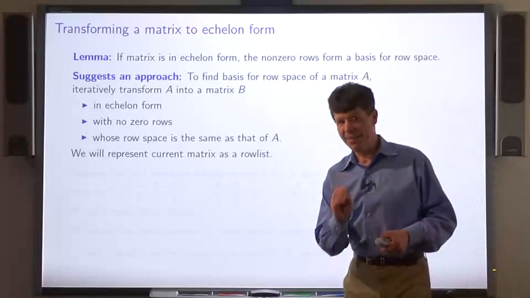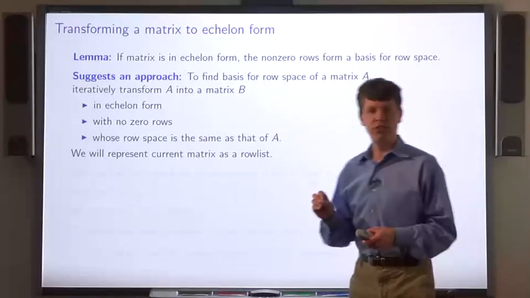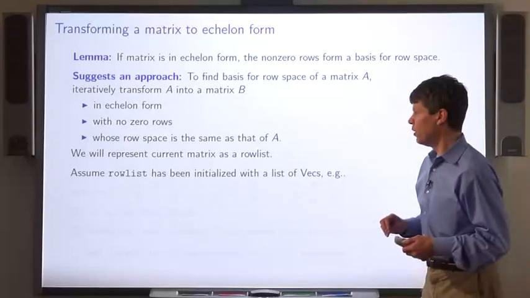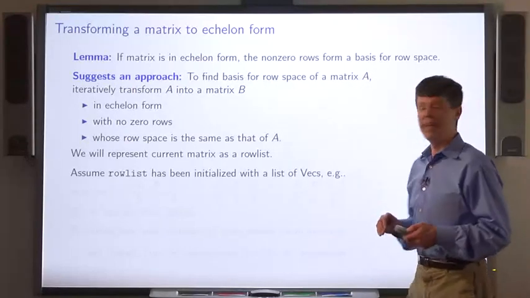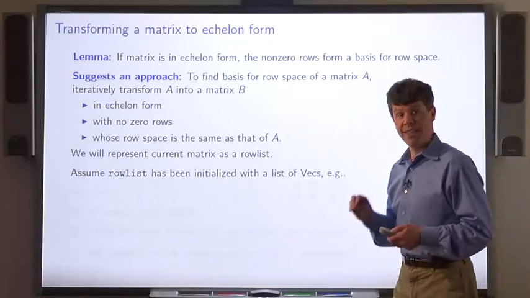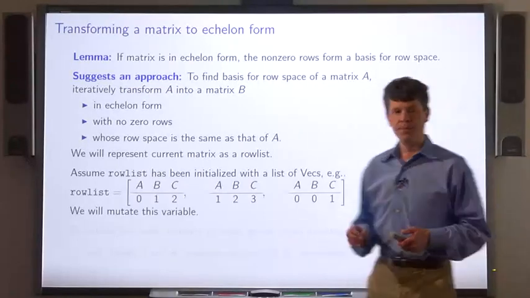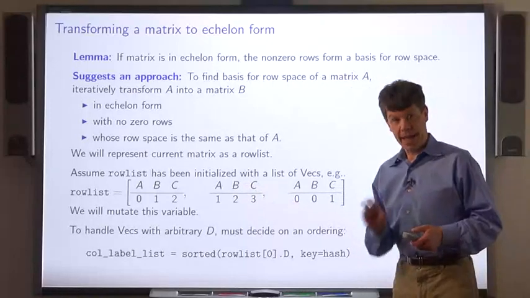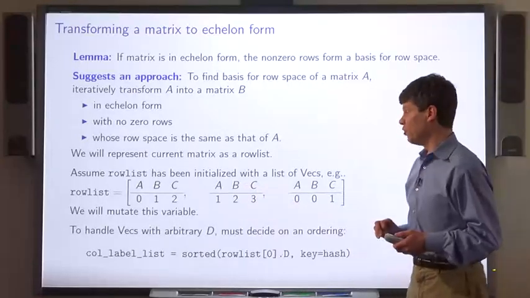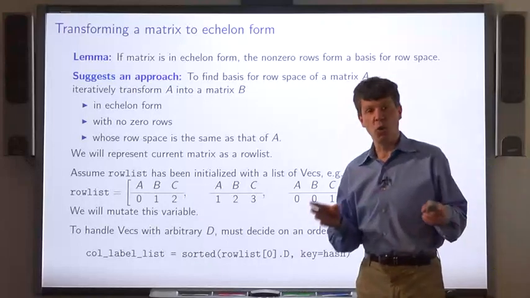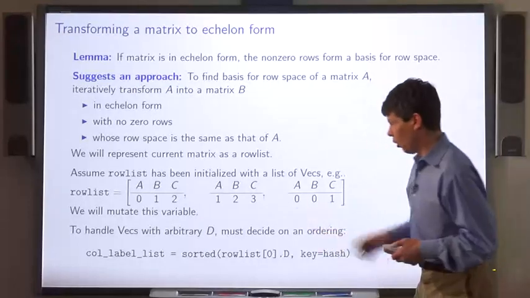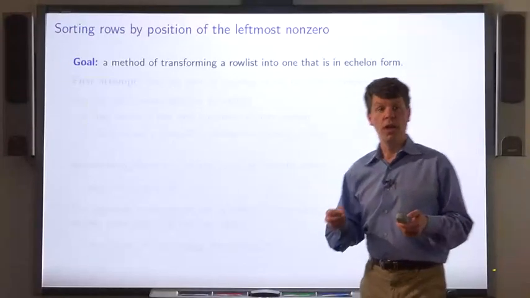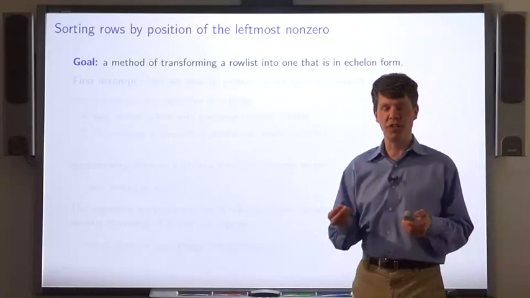In this, we'll represent our current matrix as a row list rather than using the Mat class. So let's assume the variable row list has been initialized with a list of Vecs, such as this one. Our code will mutate this variable. To handle Vecs with arbitrary domain D, we have to decide on an ordering of the columns. So we'll use the sorted order as shown here.